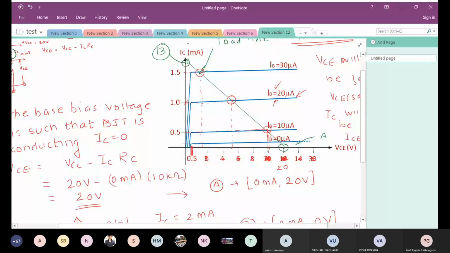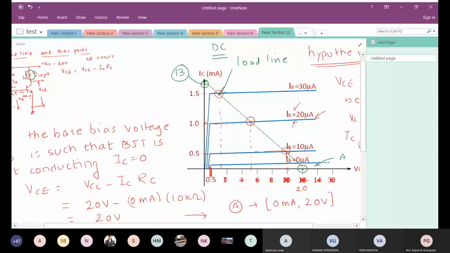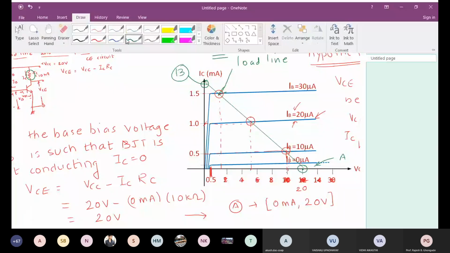But what happens is, when we design, once RC is set, it is going to be a constant value. Okay, but what will happen if RC changes? Let us see that effect.